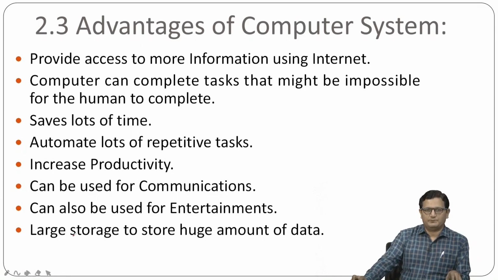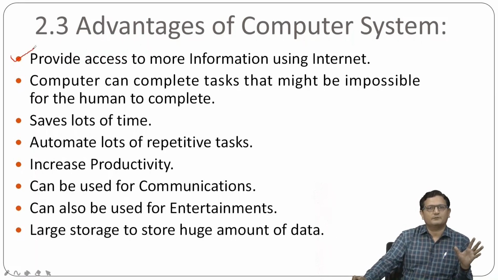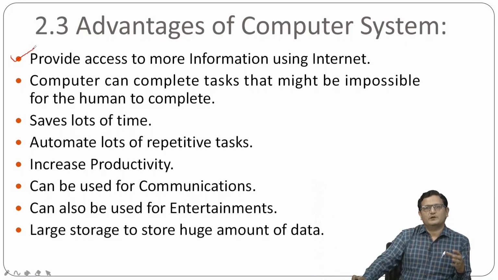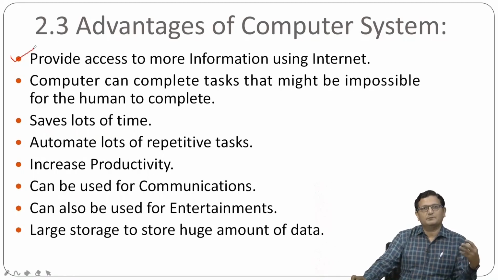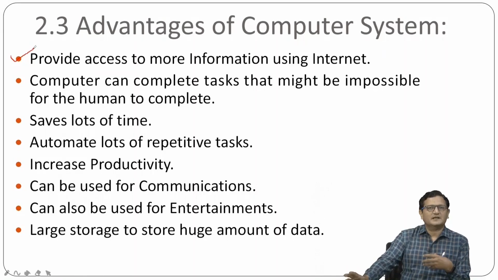So, what is the first advantage of the computer system? The first point is that it provides access to more information using the internet, right. A computer provides us a lot of information, any information you want. If you are searching for something about medical science, or something related to mechanical engineering or electronic engineering, any topic, you just search it on the internet and it will be available. Once you connect your machine with the internet, you can gain a lot of information.